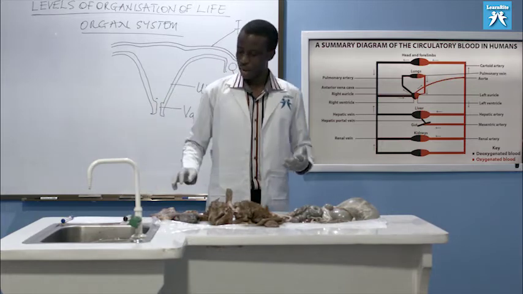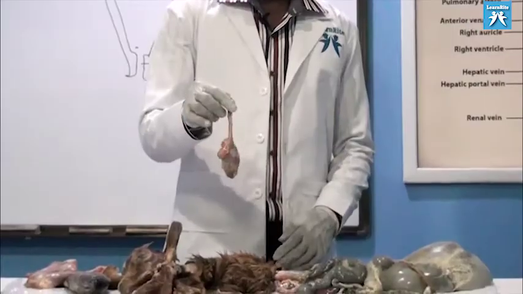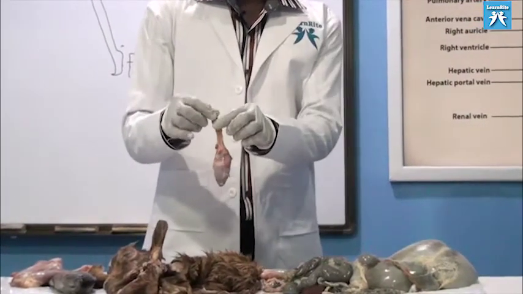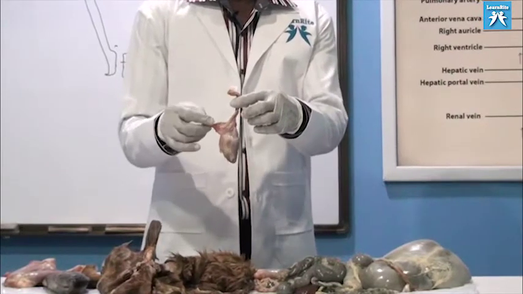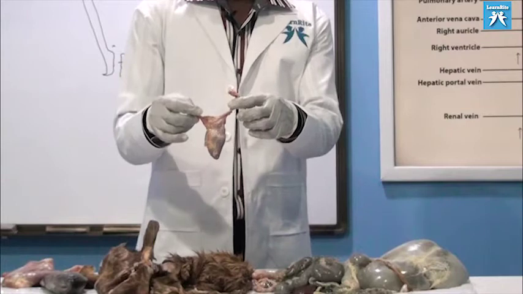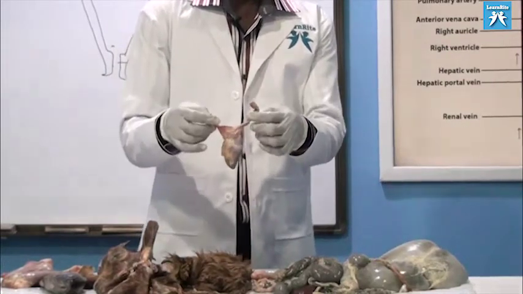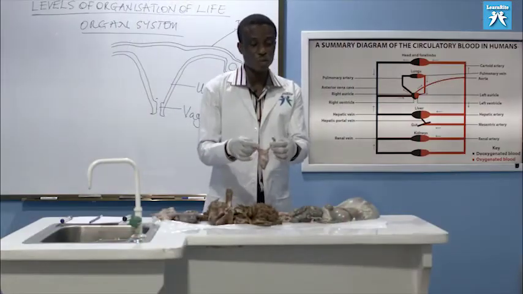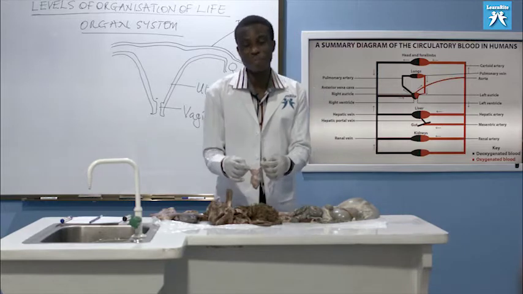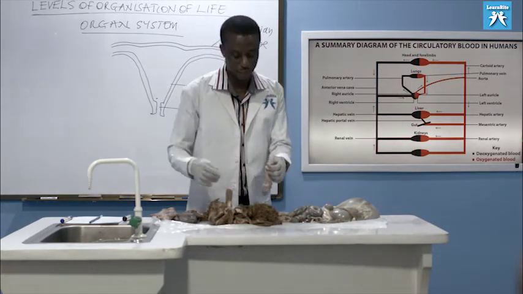Now, let's move on to circulatory system. This is the heart. And I'm holding one of the blood vessels. Two blood vessels. One is the aorta, one is vena cava. So what does the heart do? Pumps blood. The heart cannot carry the blood to all parts of the body. So blood vessels do that.